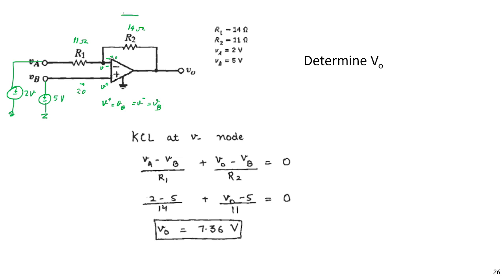Then if I say this current is IR2 and this is IR1, it means that IR1 equals minus IR2, or IR1 plus IR2 is 0. IR1 is VA minus VB, right? VA minus VB by R1. IR2 is V out minus VB by R2 here.